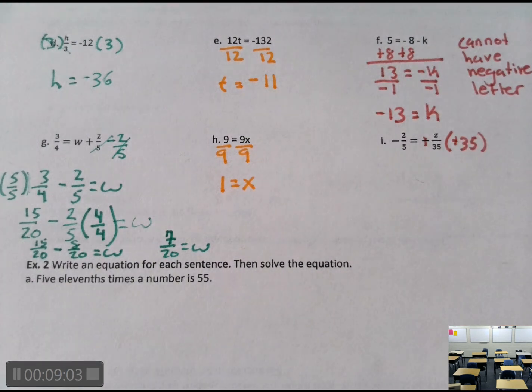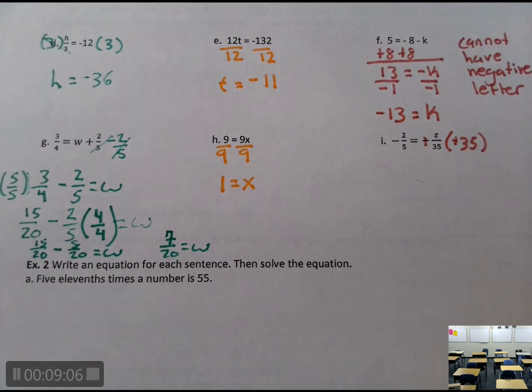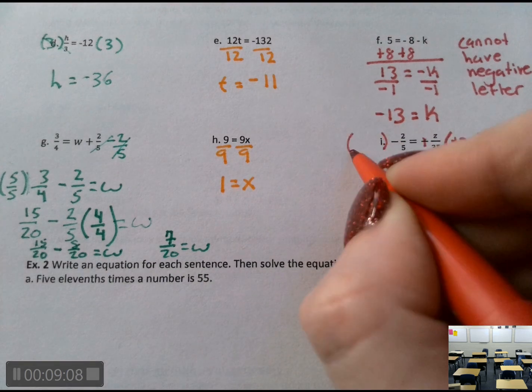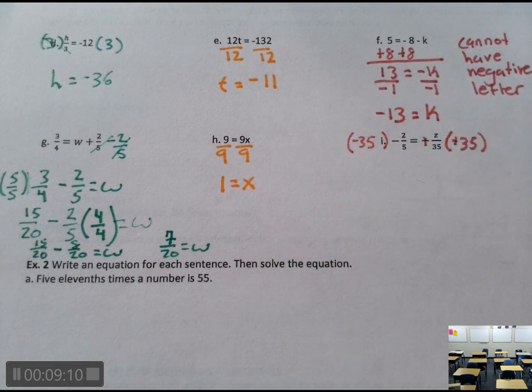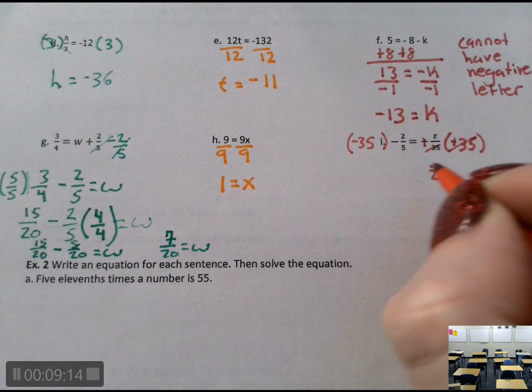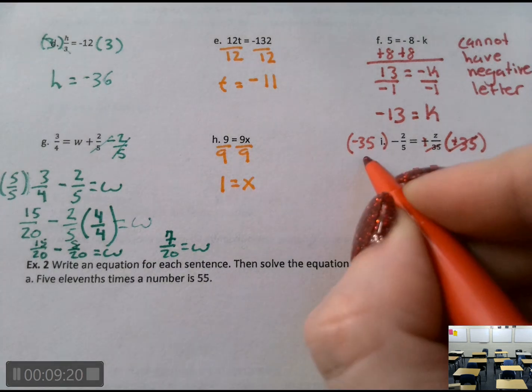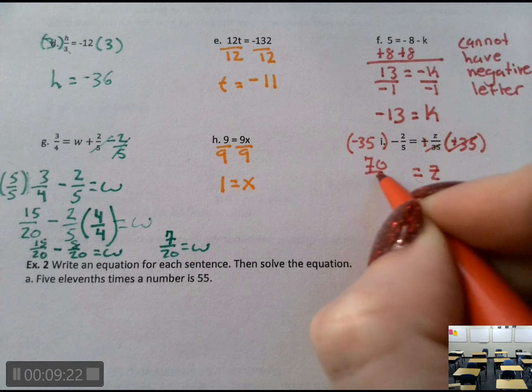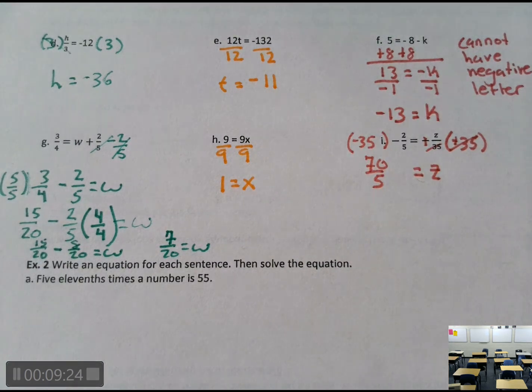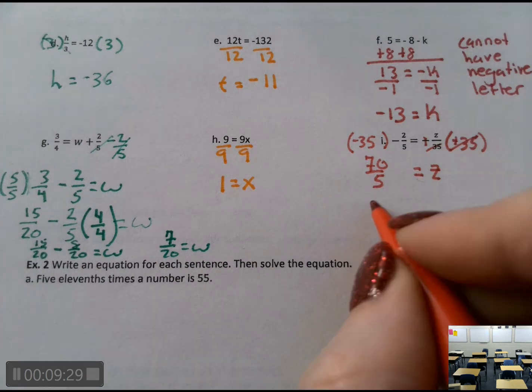it positive. And so, when we multiply both sides by negative 35, these cancel, and I'm left with a positive z on the right side. And then negative 35 times negative 2 will give me a positive 70/5. And then we just need to simplify. 70 divided by 5 will give me 14.